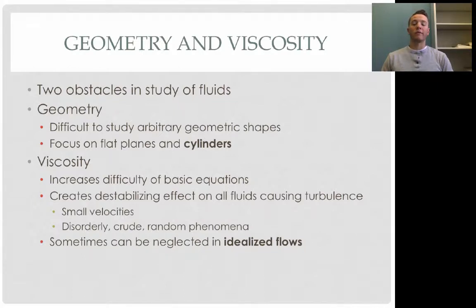And along with that, viscosity increases the difficulty of your basic equations because it adds different variables in, and it creates a destabilizing effect on all fluids that cause turbulence. So turbulences are generally small velocities, but they're disorderly and they're crude, and they're very hard to predict. It seems like more of a random phenomenon, so it makes it much more difficult to talk about fluids when we're considering different viscosities. And sometimes we're going to neglect it, and that's what we call an idealized flow. And for today, we will also talk about idealized flows.